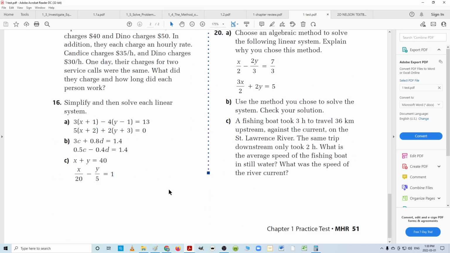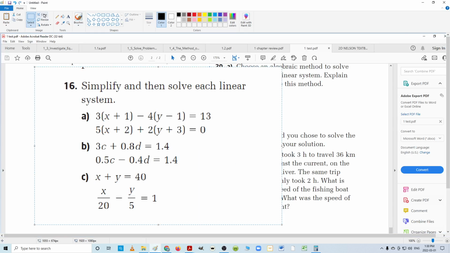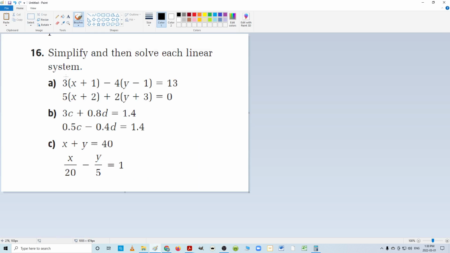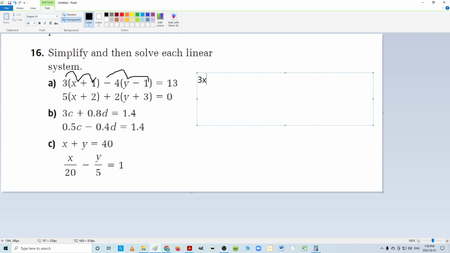So, simplify and solve. I'm not going to do all these. I'm just going to tell you how to do them, because if you're still lost, you need to practice the stuff we just did. Multiply each thing by 3. Multiply each thing by minus 4. You should get 3x plus 3 minus 4y plus 4, because minus 4 times minus 1 is equal to that.